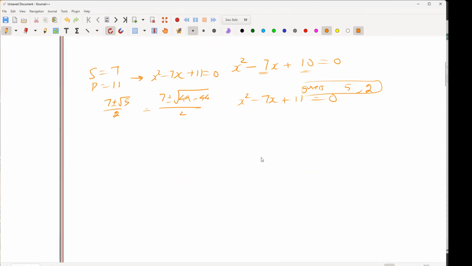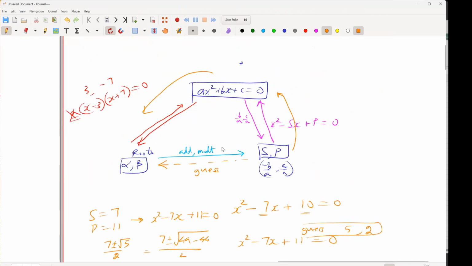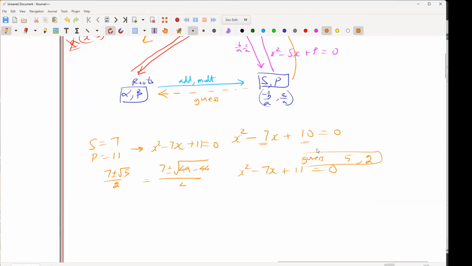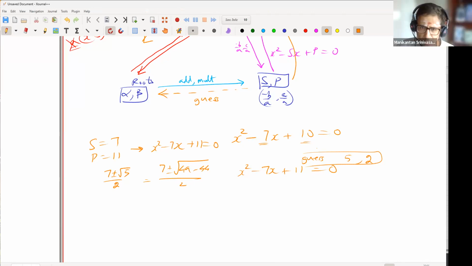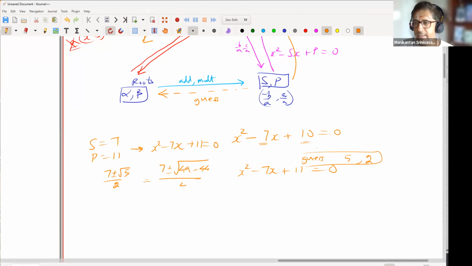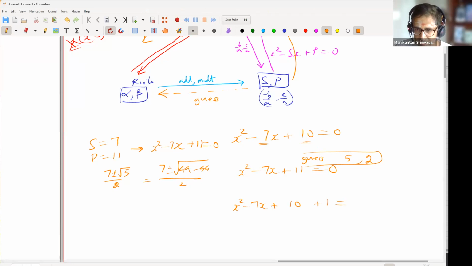Sir, one doubt. Yes. Sir, can we do it in x square minus 7x plus 11? So we can write it as x square minus 7x plus 10 equals -1 and then solve it. Yeah, you can do it. But again, that's effectively the same as completing the square. He's saying you can write it like this, but again, it brings to the same thing, right?